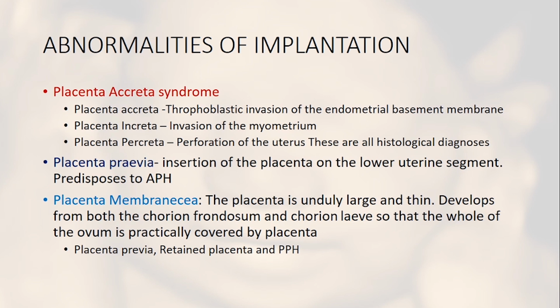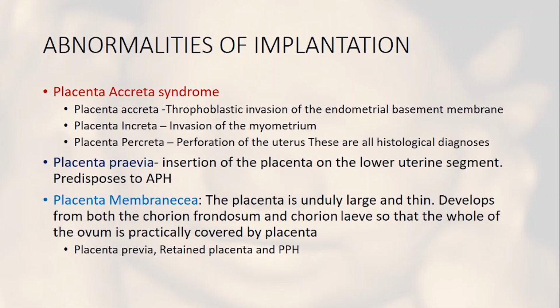Then there could also be problems or abnormalities of implantation, where there could be abnormal adherence of the placenta. The placenta is supposed to separate easily after delivery of the fetus, but in certain situations known as placenta accreta syndrome, the placenta is morbidly adherent to the uterus. There are three types or categories. You can have placenta accreta, when there's an absence of the decidua basalis. In placenta increta, the placenta invades into the myometrium, and in placenta percreta, it invades beyond the serosa of the uterus.